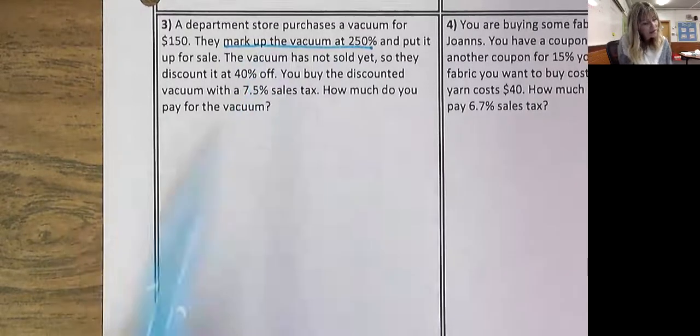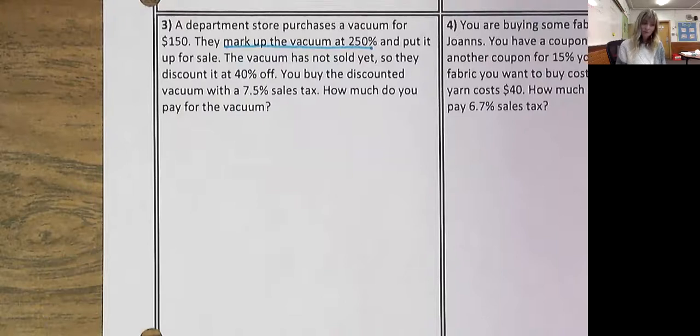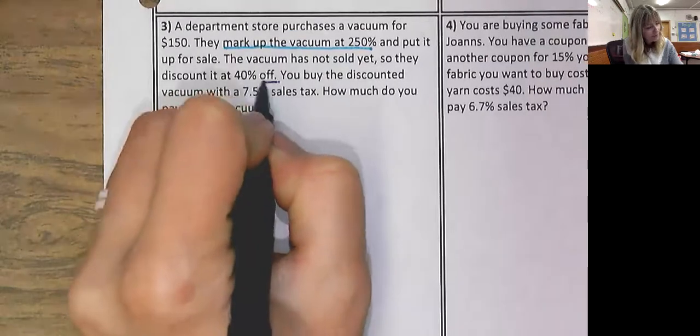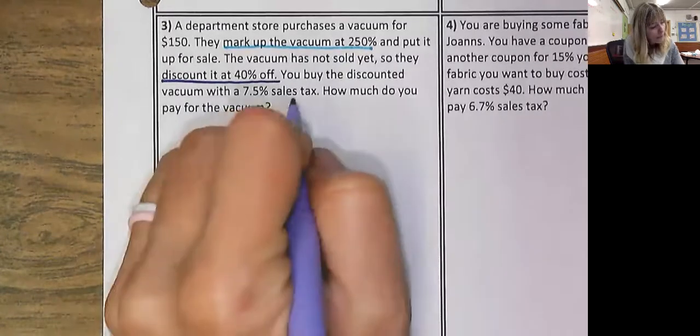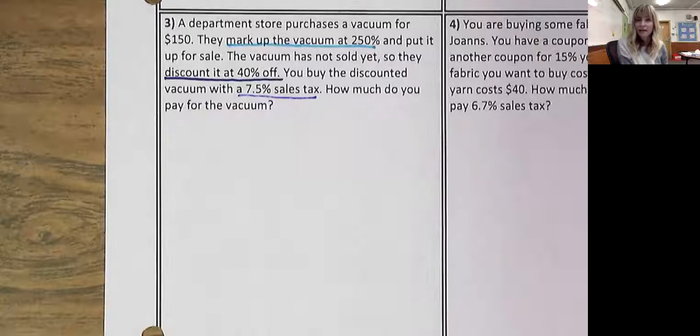The vacuum has not sold yet. Maybe they marked it up too much. So they discount it at 40% off. That's what happens next. You buy the discounted vacuum. Once it goes on sale, you're like, oh, I'll buy that now. But you pay a 7.5% sales tax. How much will you pay for the vacuum? One step at a time.